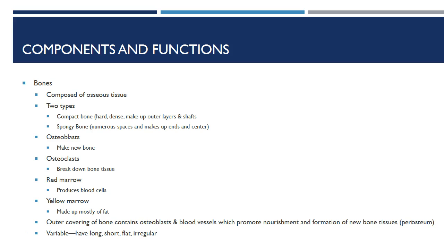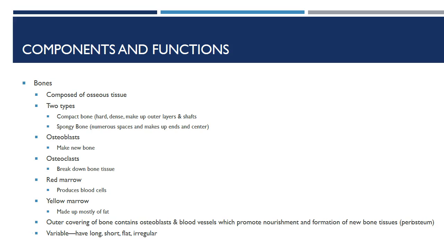Your compact bones are those bones that are hard, dense. They make up the outer layer and the shafts. And then the spongy bone has numerous spaces and it makes up your ends and your center. You have two types of cells, osteoblasts and osteoclasts. Your osteoblasts will make your new bone, whereas your osteoclasts break down your bone tissue. A way to remember that is osteoblasts build bone, and osteoclast consumes bone.